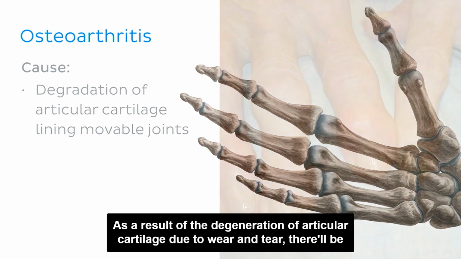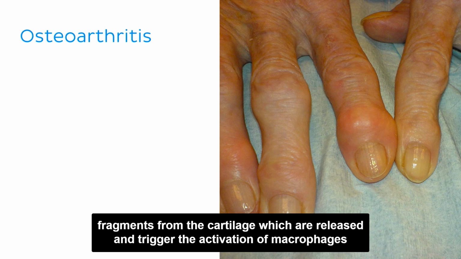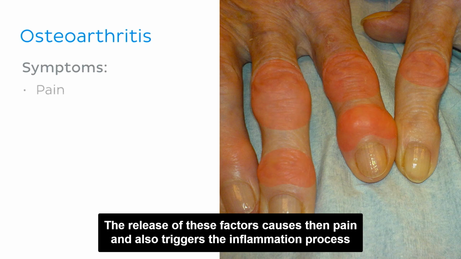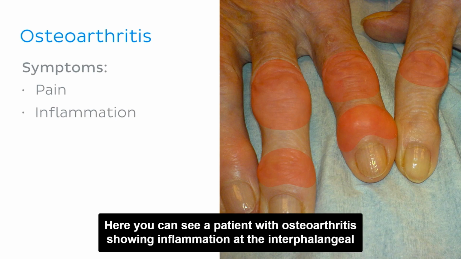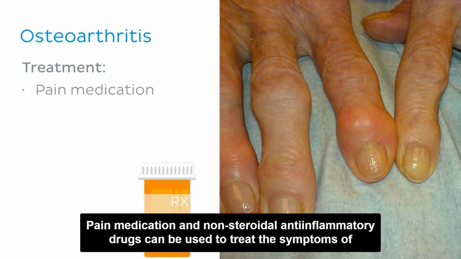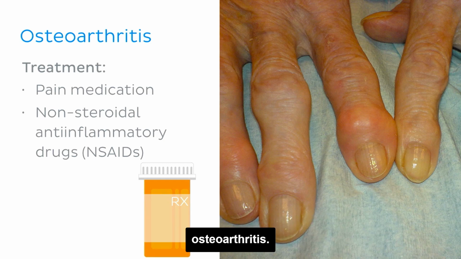As a result of the degeneration of articular cartilage due to wear and tear, there will be fragments from the cartilage which are released and trigger the activation of macrophages and the release of several factors as well, including matrix metalloproteinases from adjacent tissues. The release of these factors then causes pain and also triggers the inflammation process within the joints. Here you can see a patient with osteoarthritis showing inflammation at the interphalangeal joints with the typical articular distortion. Pain medication and non-steroidal anti-inflammatory drugs can be used to treat the symptoms of osteoarthritis.